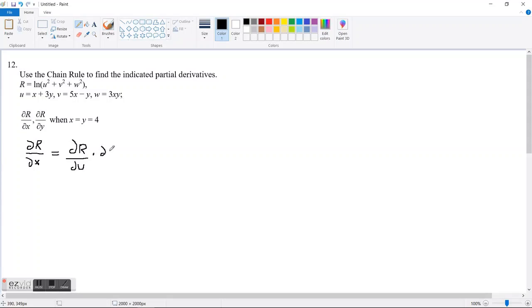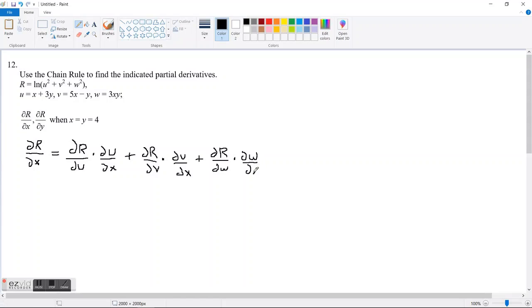So first we take the partial of r with respect to each intermediate variable and multiply that by the partial of the intermediate variable with respect to x. So we're doing the partial of r with respect to u times the partial of u with respect to x, plus the partial of r with respect to v times the partial of v with respect to x, plus the partial of r with respect to w times the partial of w with respect to x.